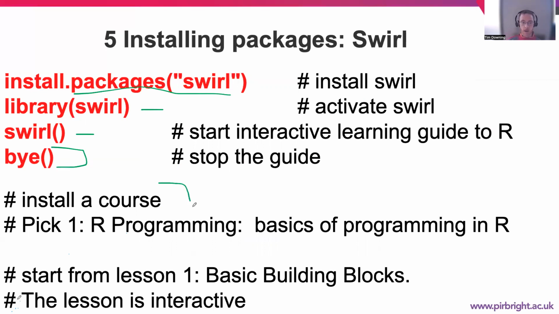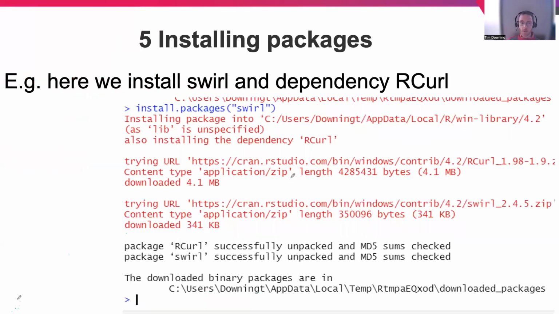So you can install a course as well, but you might want to start with part 1 on R programming, and you can start from lesson 1, the basic building blocks, and note that the lesson is interactive. So that's installing it with Swirl. This is an example where we install Swirl. You should see that it's installing the package into this particular location. It's also installing a dependency. That's very common. And it should say that it's successfully unpacked these packages and that they're installed. And that would mean that the successful install has been completed here.